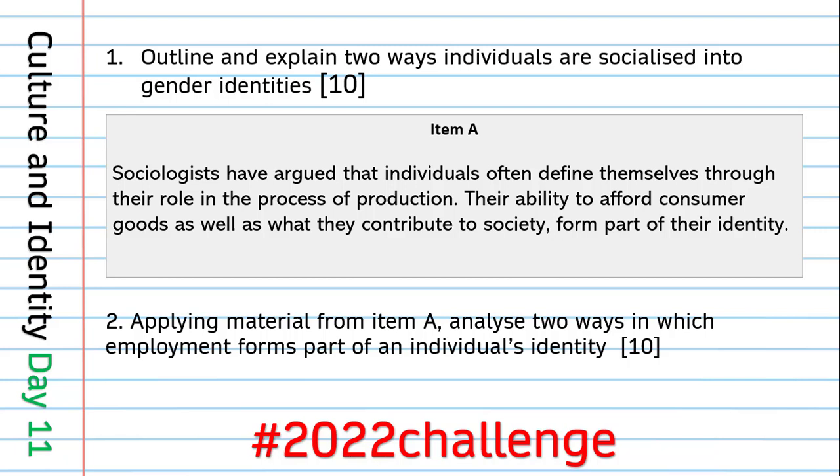When we're talking about employment as well, if you see a question like this, analyse 2 ways in which employment forms part of an individual's identity, you can also talk about lack of employment. Even though it's not hinted at really there in the item, you could twist some of those hooks to say inability to afford consumer goods or inability to contribute towards society and how that impacts on somebody's identity. So there's 2 different ways in which you can go with that. You can go with employment or lack of employment.